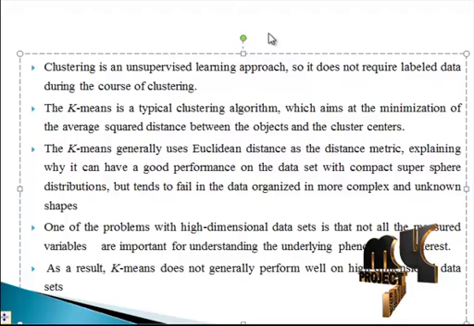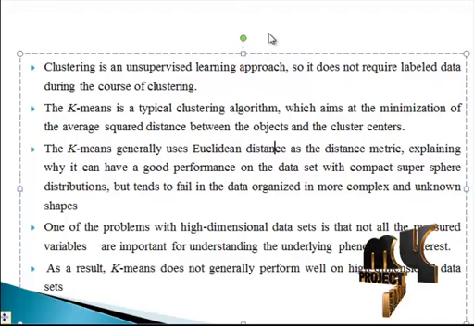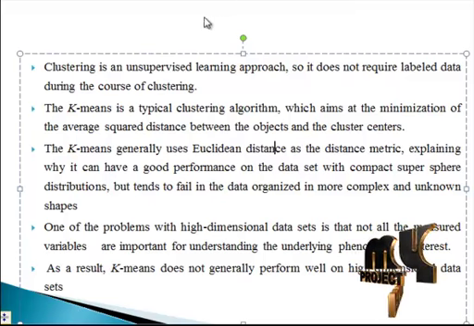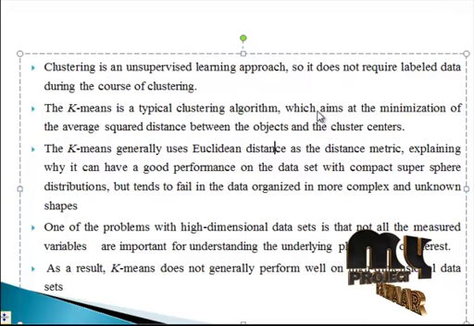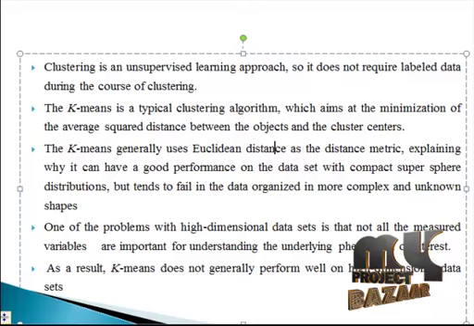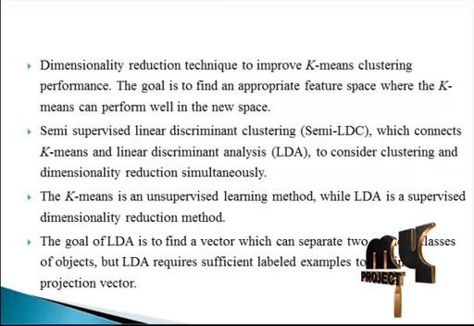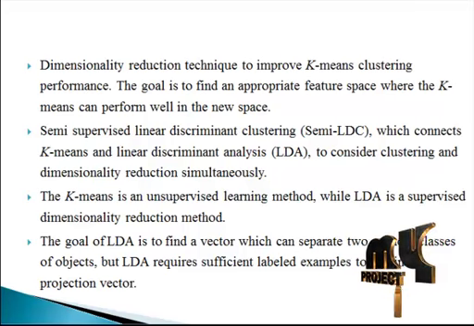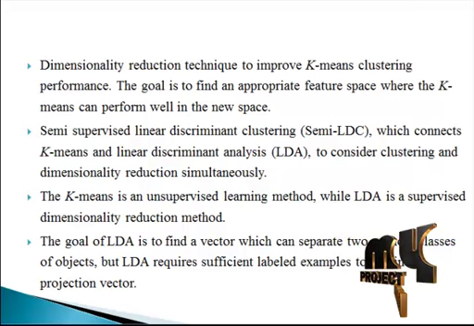One of the problems with high-dimensional datasets is that not all measured variables are important for understanding the underlying phenomena of interest. As a result, k-means does not generally perform well on high-dimensional datasets. A dimensionality reduction technique can improve k-means clustering performance. The goal is to find an appropriate feature space where k-means can perform well in the new space.